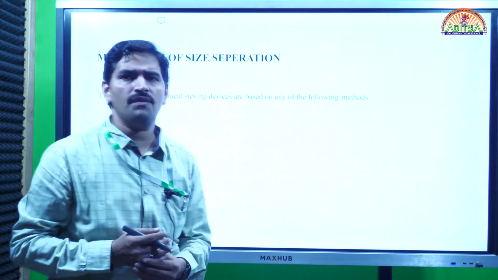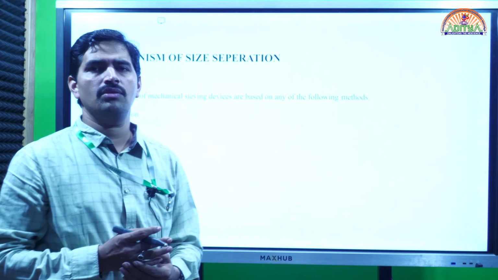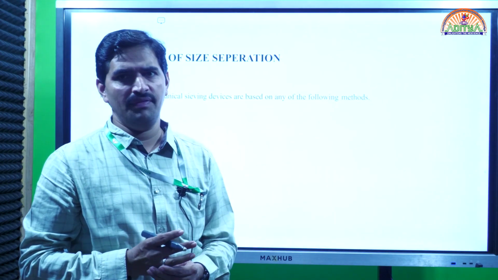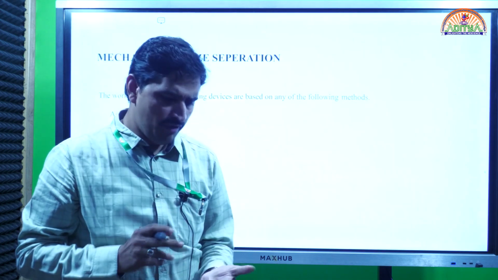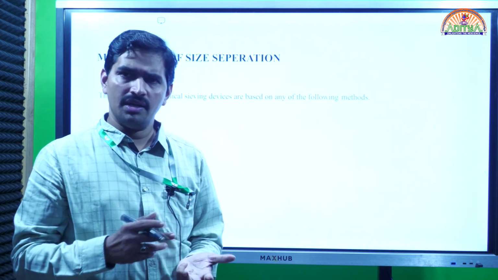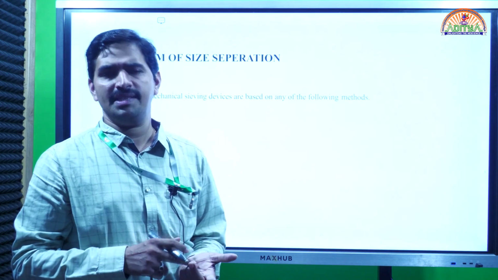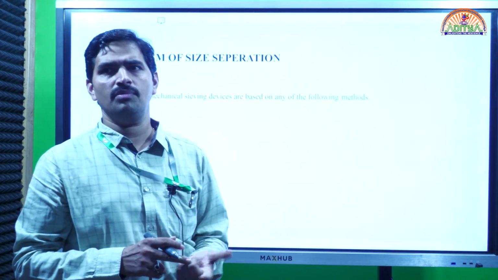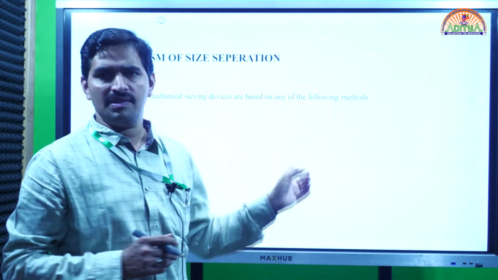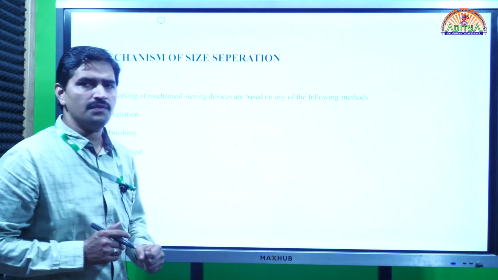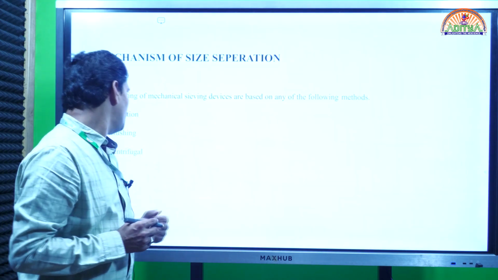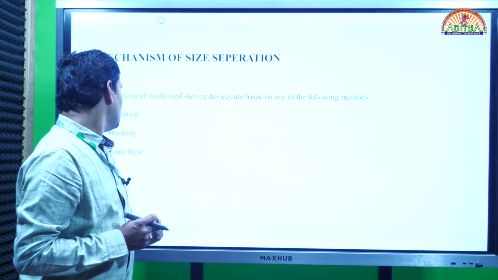Coming to the mechanisms of size separation, that means how we are going to separate the particles by means of the sieving method. First we have discussed the definition as well as the device used for separation. Now we are going to discuss by which mechanism, by which principle, we can separate the particles. Coming to the mechanisms of separation, there are three methods. First one is agitation, second one is brushing, and third one is centrifugation.